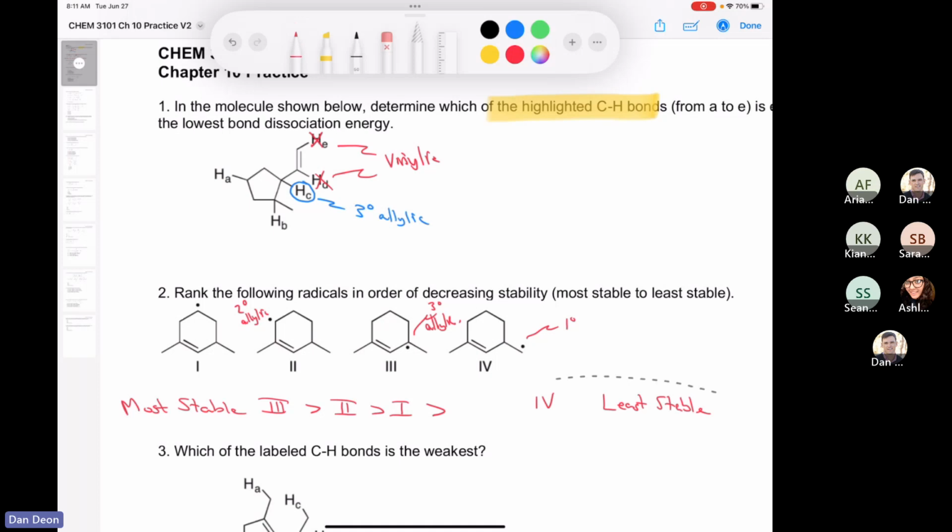I can bring this information over maybe a little closer like that. There we go. All right. So we were able to rank these radicals in terms of their stability, going from the most stable being number 3, which is tertiary allylic, all the way down to number 4, which is just primary.